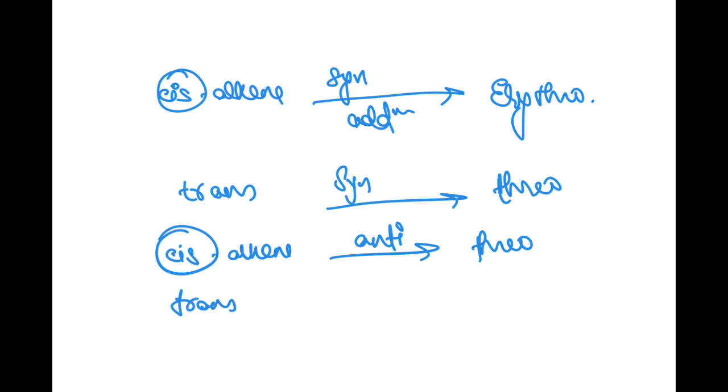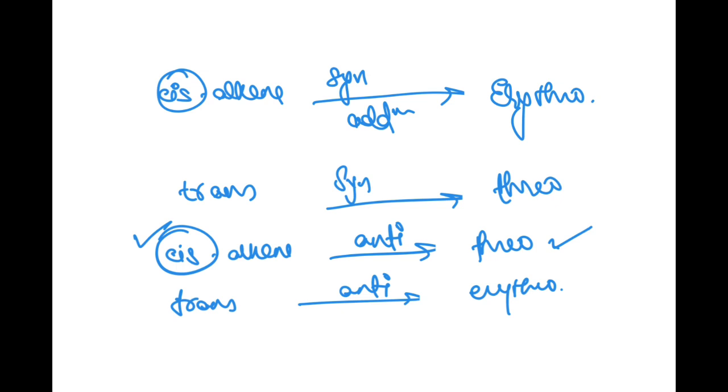And if you do anti-addition on the trans, you're going to get erythro. You can try this out by trying the same reaction on different molecules. A shortcut: cis alkene anti-addition should give you 3O.